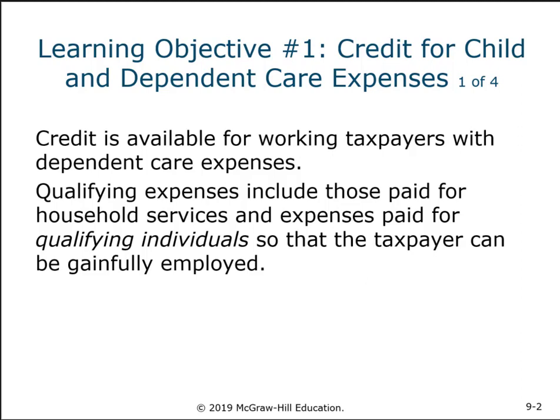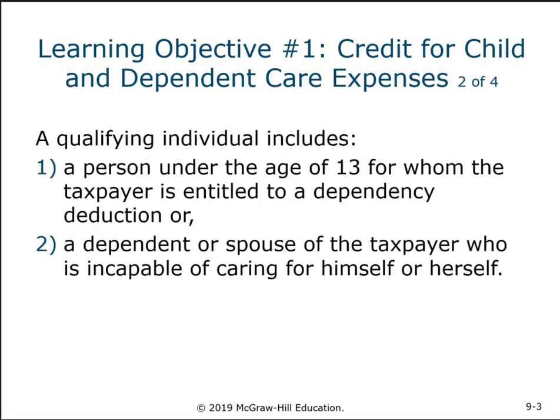Qualifying expenses are those paid for household services for qualified individuals so the taxpayer can be gainfully employed. For children, they have to be under 13. They have to be incapacitated if they are adults. And then there are some limits on who you can pay. You're going to have to make sure that the income you pay them to care for these dependents is reported, because they're going to have to report it as income. So no under-the-table payments are going to work for this.